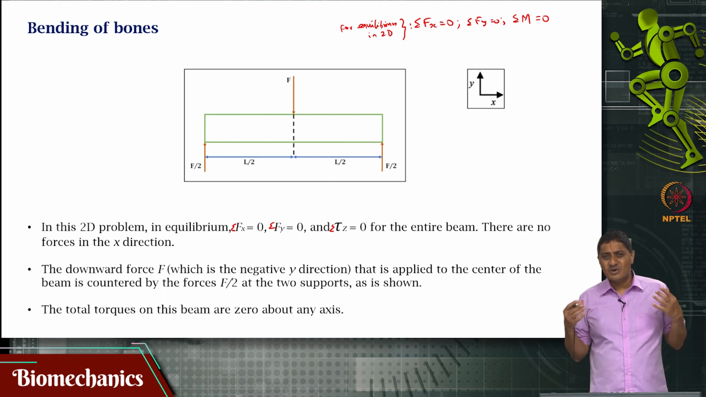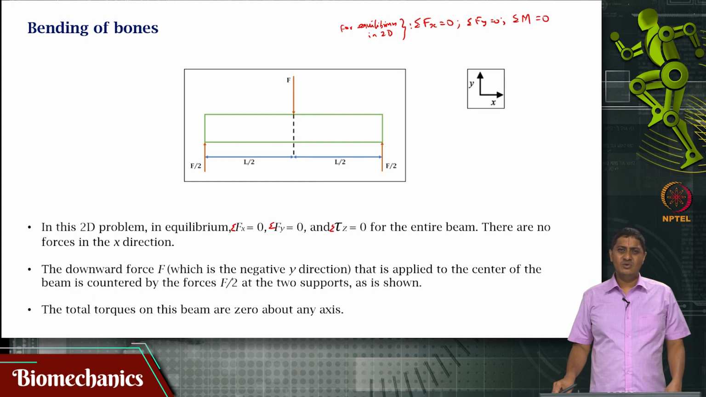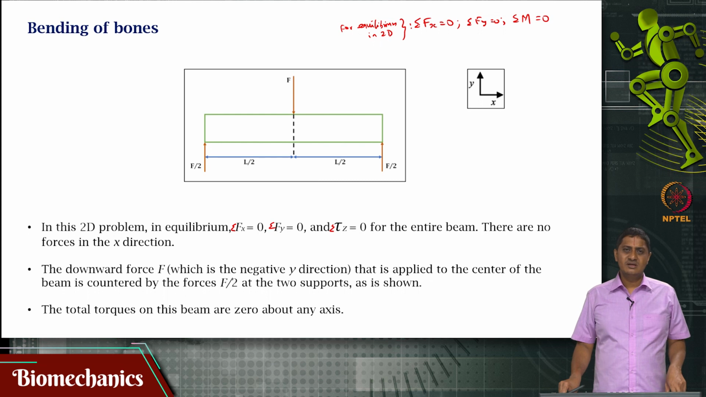Because the beam as a whole is in equilibrium, I know that any section of the beam is also in equilibrium. How do I know? It is not possible for any specific section of the beam to have a different configuration or a different status than the whole beam, right. And because I know the whole beam is in equilibrium, sections of the beam are also in equilibrium.